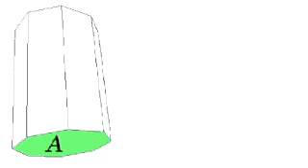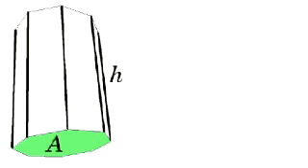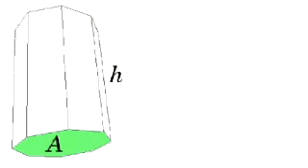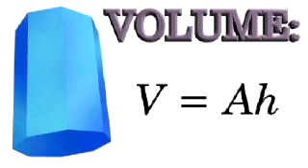I'm going to define A to be the area of the base. H is going to be its height. The volume formula for any prism is V equals A times H, or area of the base times the height.